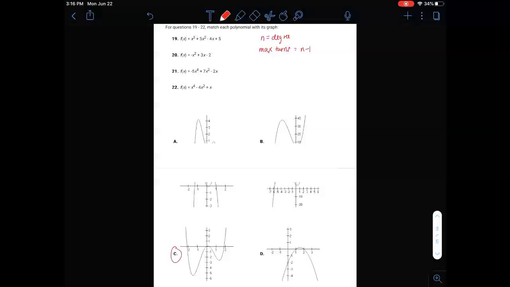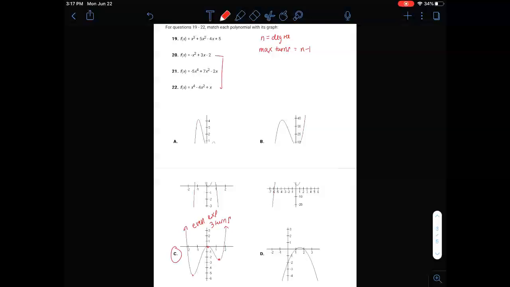So if we look at graph C here, it has 1, 2, 3 potential turns. So it has 3 turns, so it can have up to 3 terms. And you can see that it goes up on both sides. If it goes up on both sides, it means it has the same behavior. Since they're both going up, that means we have an even exponent.